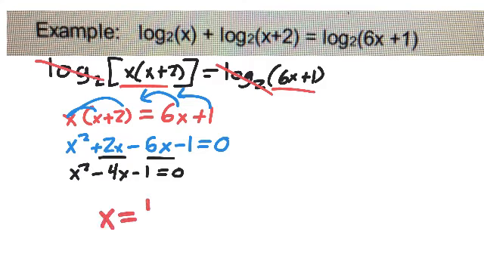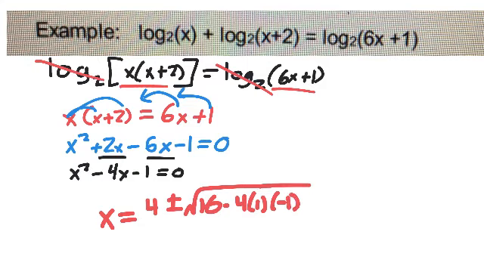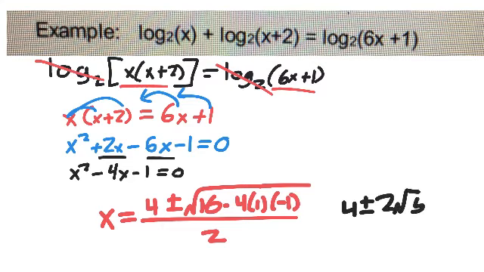x equals negative b plus or minus the square root of b squared minus 4 times a times c, all over 2a. So that's going to be 4 plus or minus the square root of 20, which is 2 radical 5, over 2. So that simplifies to be 2 plus or minus the square root of 5.